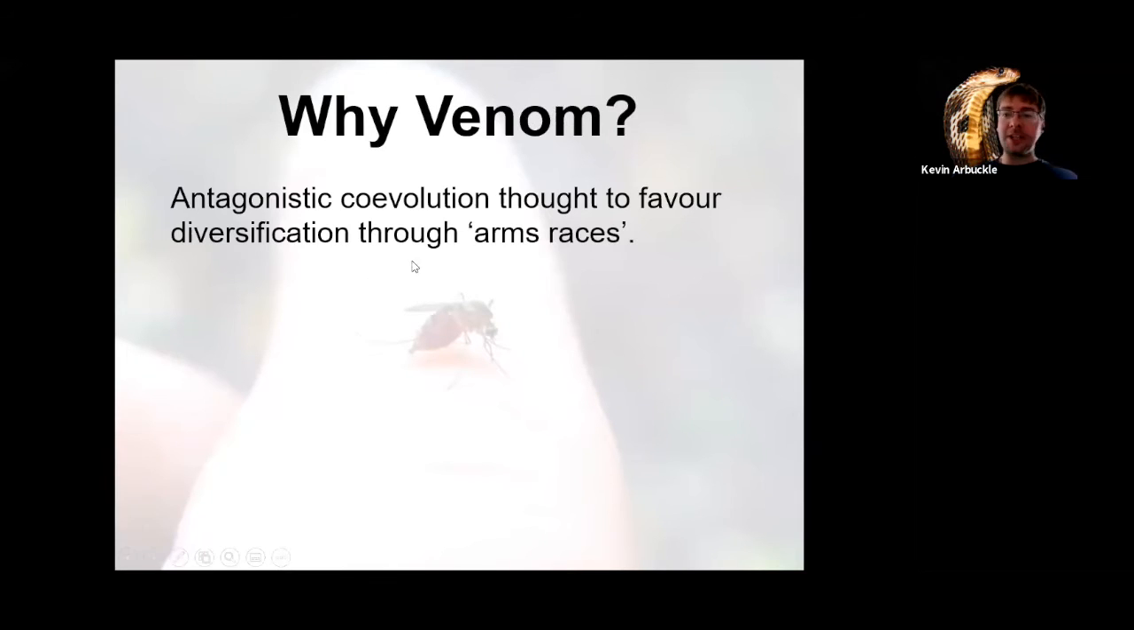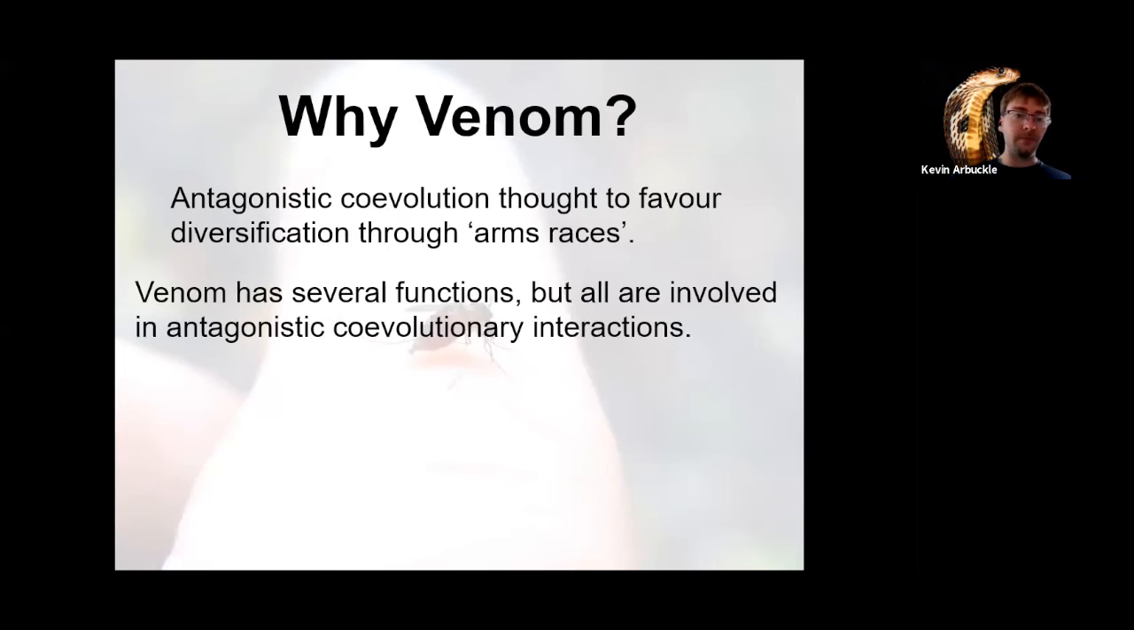The first is that, as I mentioned earlier with herbivorous insects, antagonistic coevolution favours diversification through arms races. That's been widely assumed, and there's some evidence for this going back several decades. We know that venom has several functions, from predation, defence, interspecific competition, etc. But all of these are involved in antagonistic coevolutionary interactions. So we think that these should lead to diversification via this mechanism.